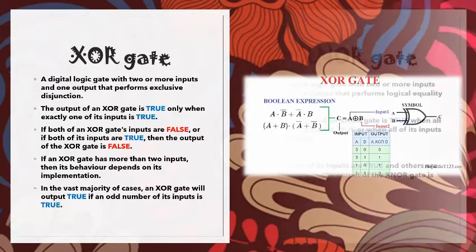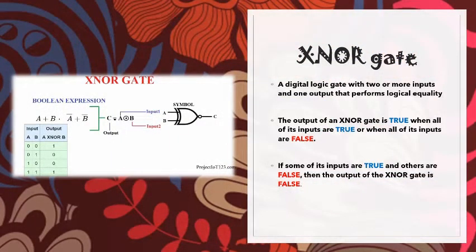Finally is the XNOR gate. A digital logic gate with two or more inputs and one output that performs logical equality. The output of an XNOR gate is true when all of its inputs are true, or when all of its inputs are false. If some of its inputs are true and others are false, then the output of the XNOR is false.